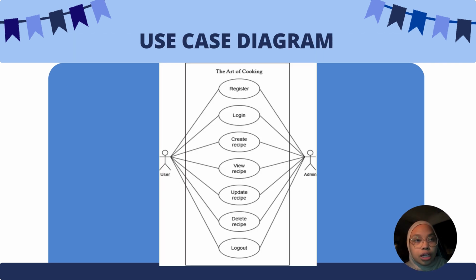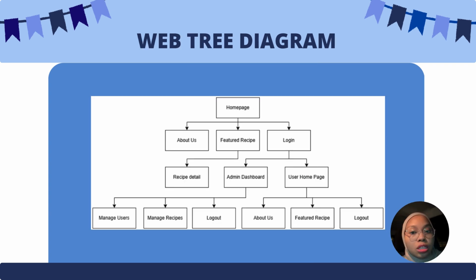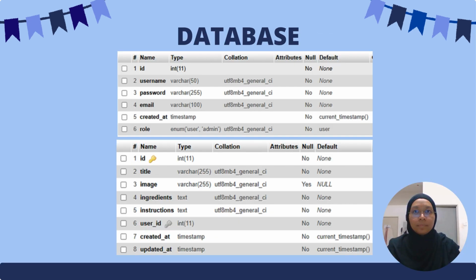So this is our use case diagram that shows the connection between user, system, and admin. There are 7 modules in the system that show what users can do and also what admin can do. This is our Web3 diagram, where we have the homepage. Under the homepage, we have about us, feature recipe, and login. Under feature recipe, we have recipe detail, and under login, we have two: admin dashboard and user home. Under admin dashboard, we have what admin can do, which is manage user, manage recipe, and log out. And under user page, we have about us, feature recipe, and log out.